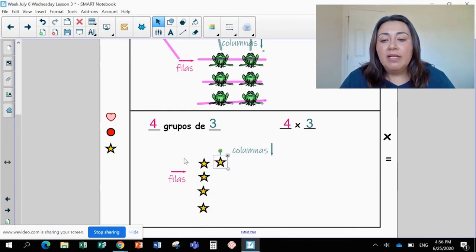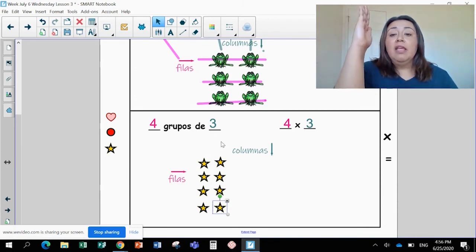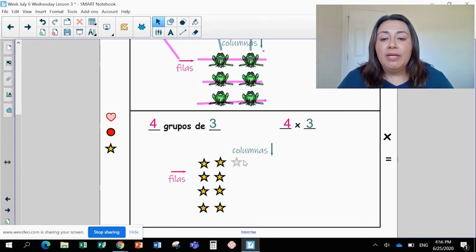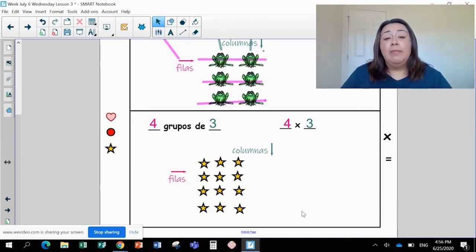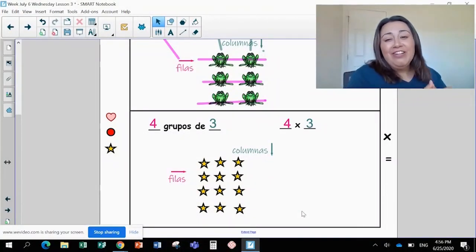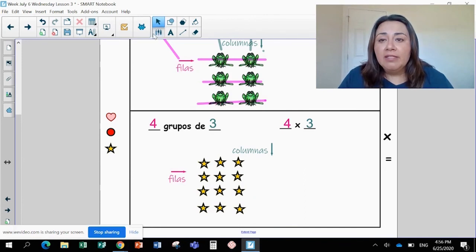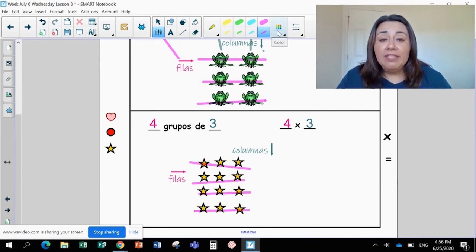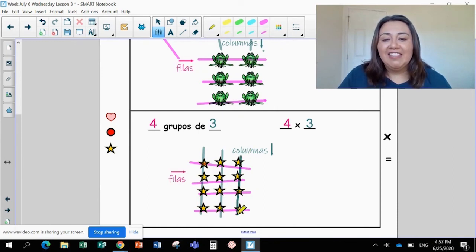A ver, vamos a hacer la primera. Fila 2, fila 3 y fila número 4. Ahora tengo una columna vertical. 2 columnas verticales. Necesito una más. 1, 2, 3 filas y en la cuarta fila. Muy bien, niños y niñas. Ahora aquí tenemos una matriz, filas y columnas. Excelente, no se olvidaron. De estrellitas que muestra 4 filas: 1, 2, 3 y 4. Y a la vez también muestra 3 columnas: 1, 2, 3. Muy bien.